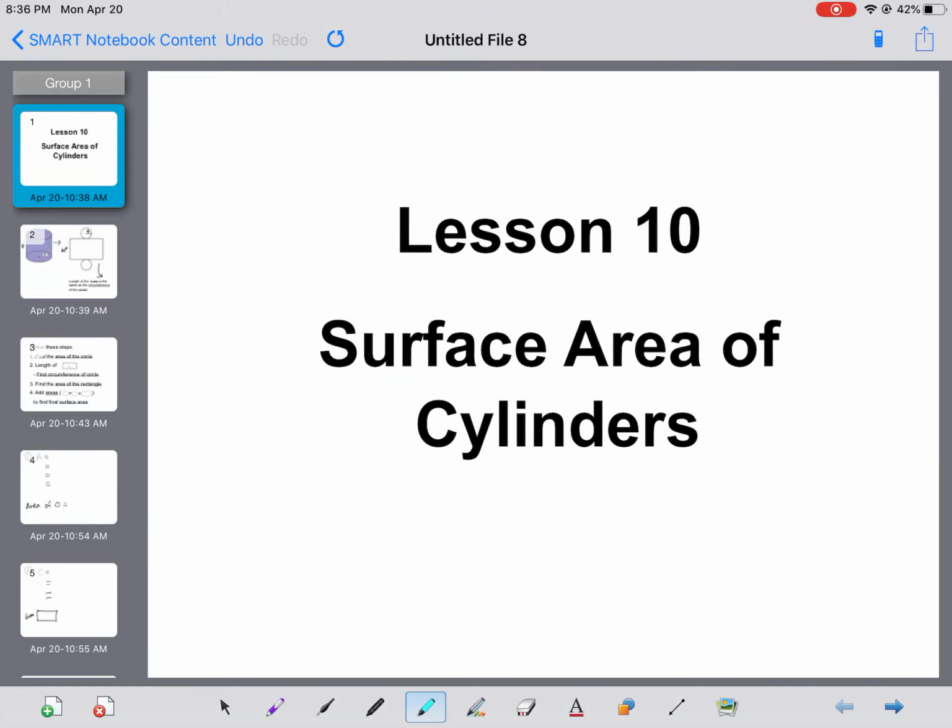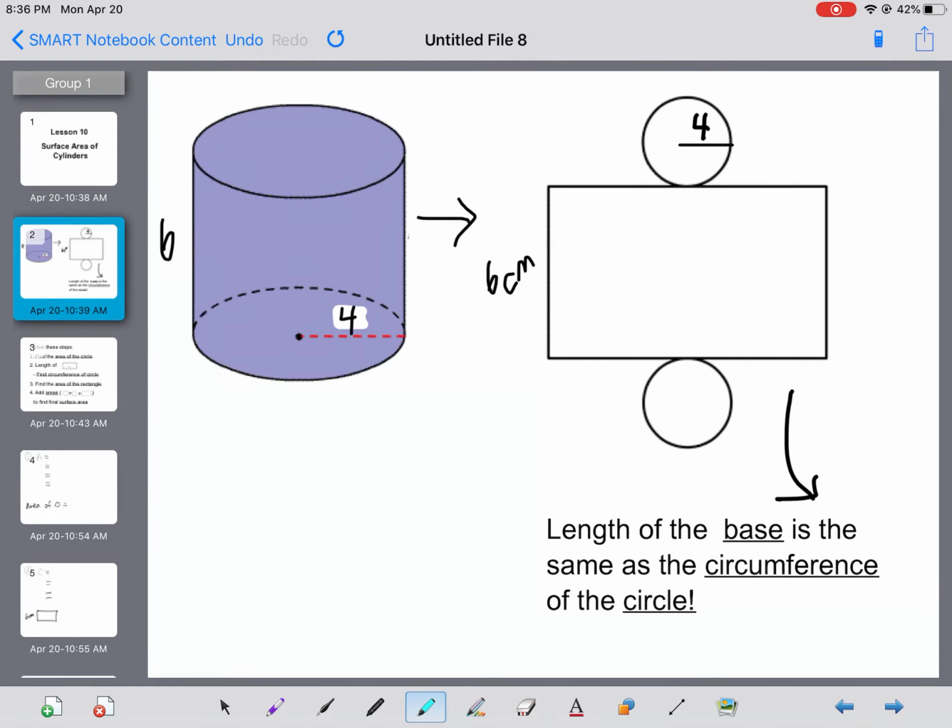Lesson 10, surface area of cylinders. For this lesson, you are going to need to have your geometry booklet open in front of you with a pen or a pencil, something to write with. If you don't have that booklet, please pause the video right now, go and grab it and open it up to page 21, the surface area of cylinders. We're going to be going through that page together.